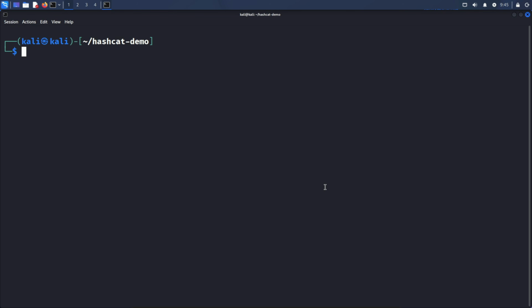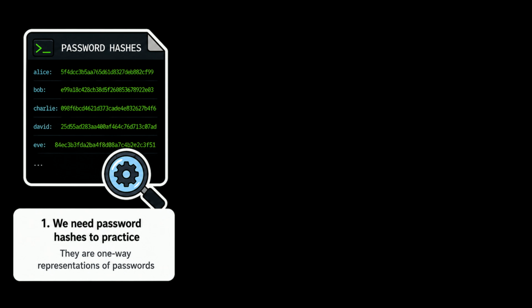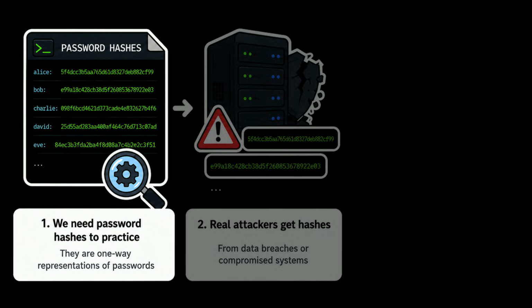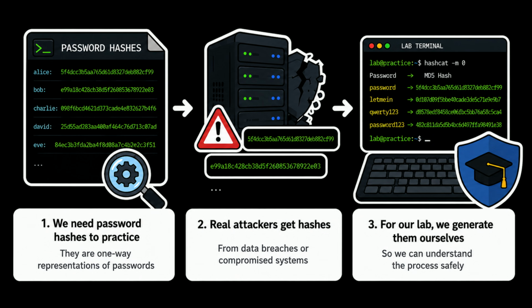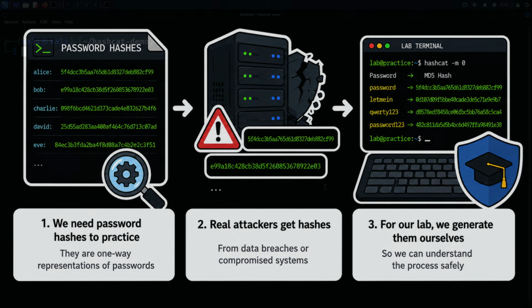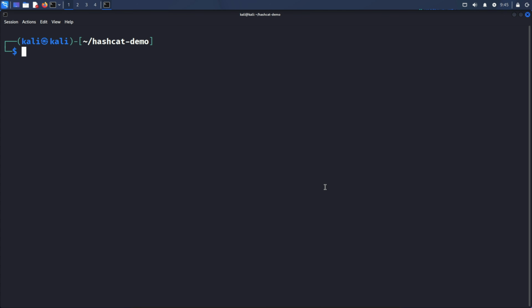Now here's the thing. To practice password cracking, we need password hashes. In real hacking scenarios, attackers would get these hashes from data breaches or by compromising systems. But we'll generate them manually ourselves so we can really understand how this works at a fundamental level. Let's create our first hash.